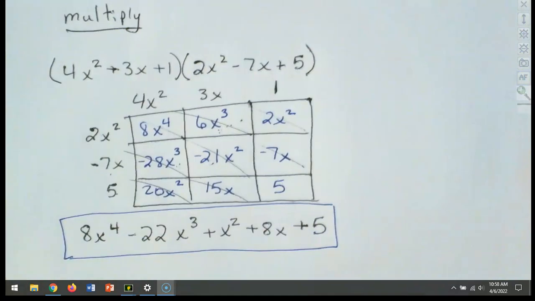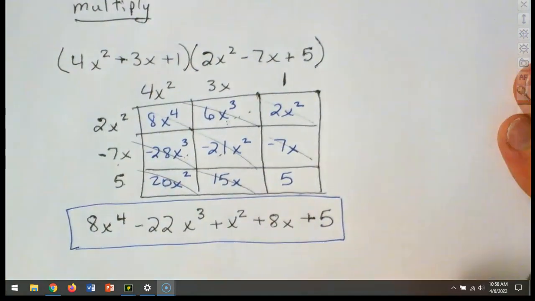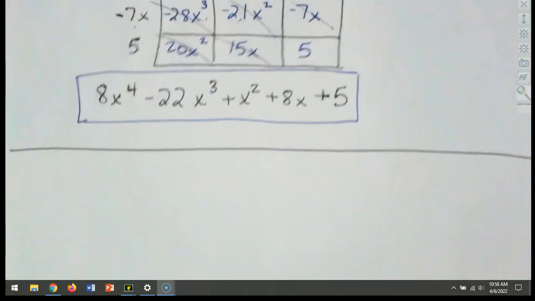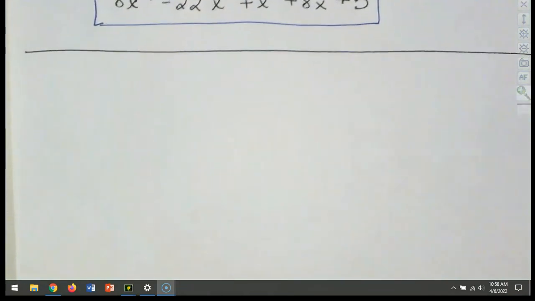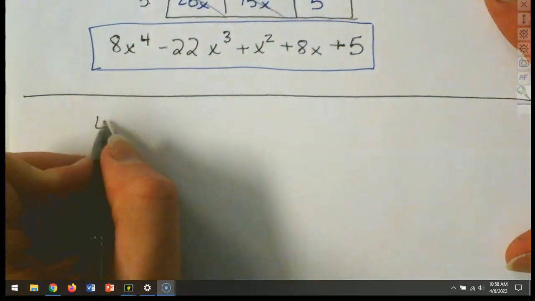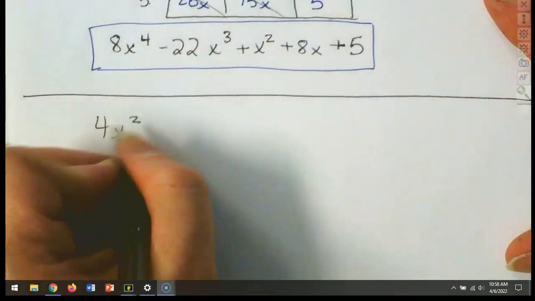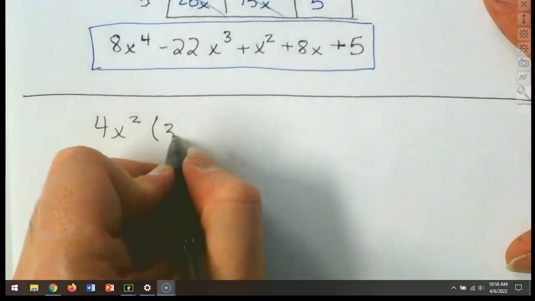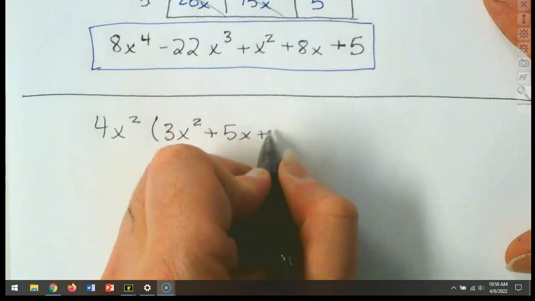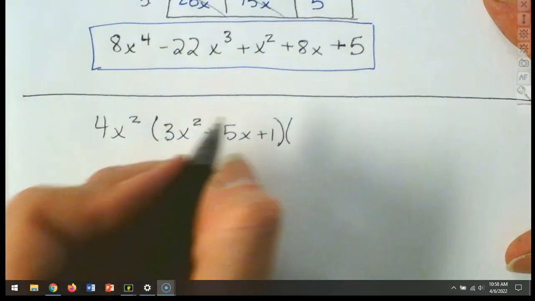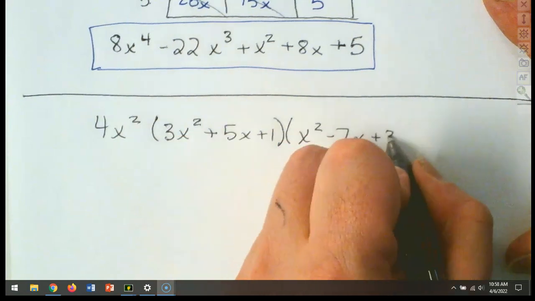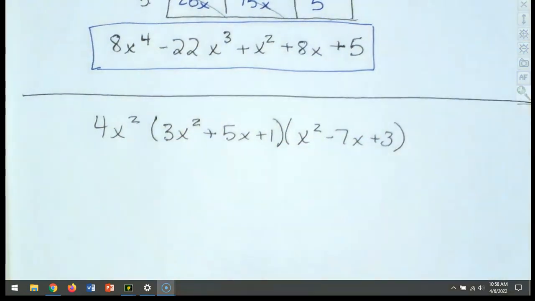Let's do one more of these. And then we'll look at a question from your homework. Okay, so let's do one more. Okay, so I want you to multiply this one out.